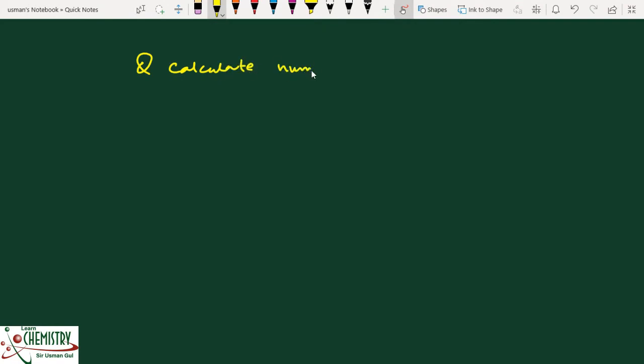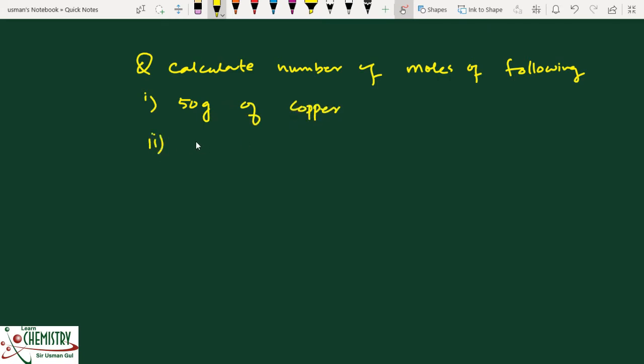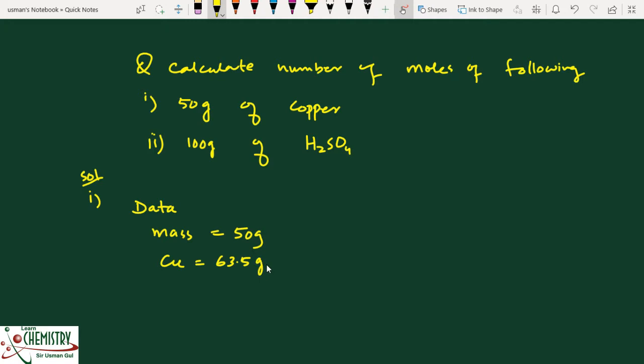Calculate the number of moles of the following. The first question is 50 grams of copper and the second question is 100 grams of sulfuric acid, H2SO4. For the solution of the first question I will write the given data: mass is given, that is 50 gram, and the atomic mass of copper is 63.5 gram, taken from the periodic table, and this is also called formula mass.